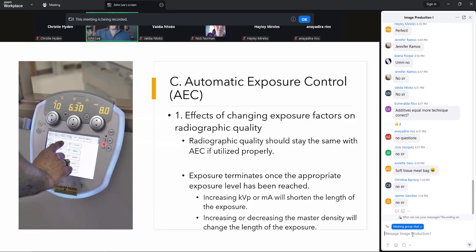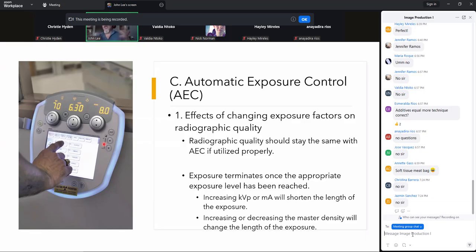So the master density allows us to adjust the amount of radiation required for an exposure. By doing a minus density, we're going to have a quicker exposure. By doing a plus density, we're going to have a longer exposure. If we change our kV, increasing the kV just means we're going to have more penetration and a shorter exposure. Okay. Increasing the mA means we're going to be producing more x-rays initially during the exposure, which will allow for a shorter exposure.